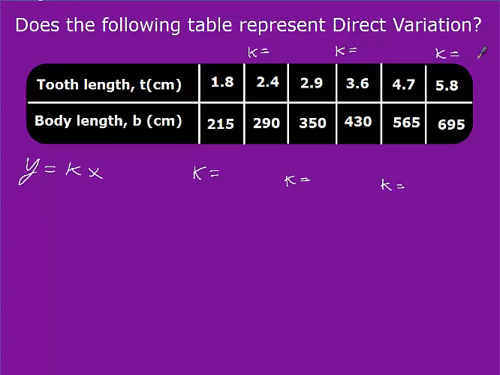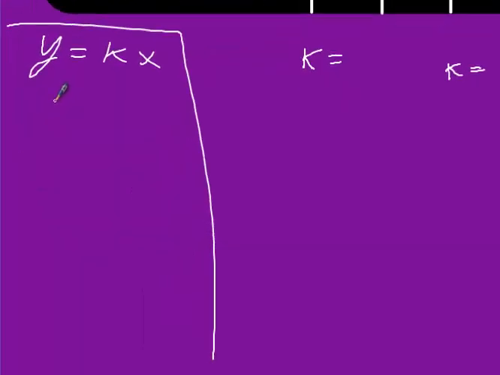If k never changes, then what do I have? Direct variation, because that means that k is constant. Is everybody okay with that idea? Yes, no, maybe? Okay, so if the variation changes, then it is not direct variation. Is everybody okay? So, algebraically speaking, if I asked you to solve for k in this equation, how would you get k by itself? Divide by x.